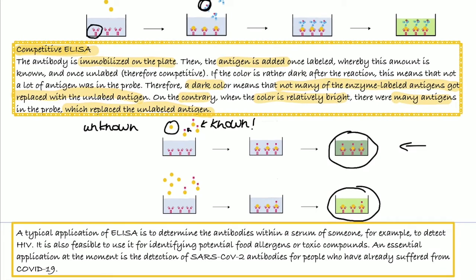A typical application of ELISA is to determine the antibodies within the serum of someone, for example, to detect HIV. It's also feasible to use it for identifying potential food allergens or also toxic compounds. At the moment, the most essential application is to look if someone has antibodies against SARS-CoV-2 for those who've already suffered from COVID-19. This was a quick overview of the technique ELISA.